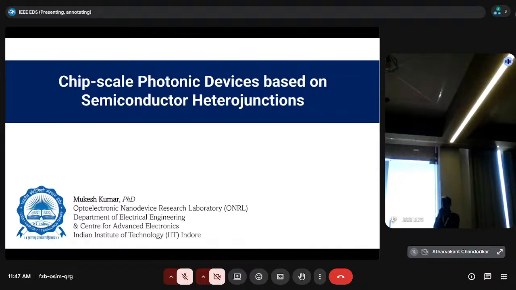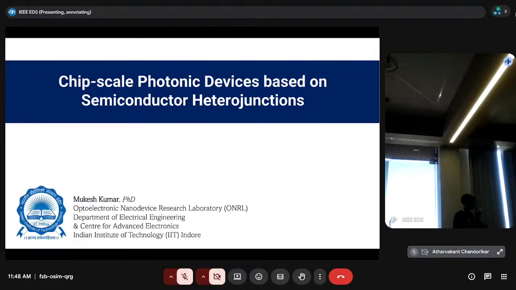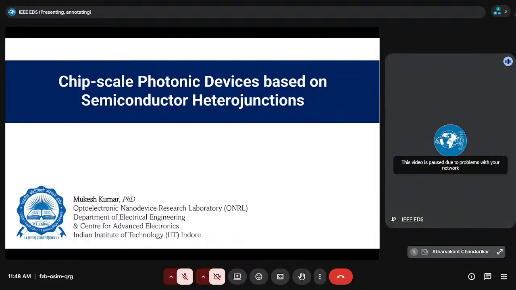So I'll be speaking on what we do in our lab, specifically utilizing semiconductor heterojunctions for developing some of the devices for various applications. And the major application of our devices which we work on is in communication basically, and then sensing. So I'll start. I think there are some students also, new students, so I'll be touching upon some of the basics also in between.